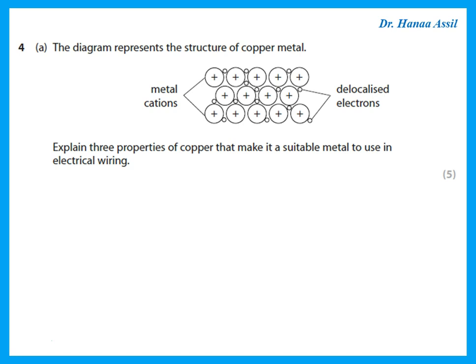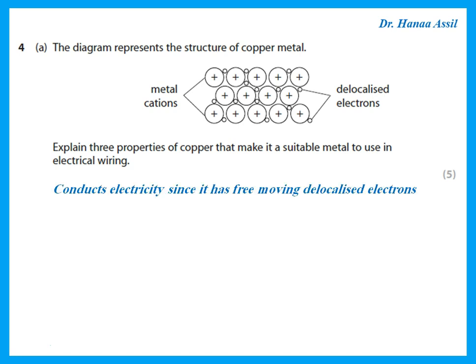Okay, the next question says the diagram represents the structure of copper metal. You know that when we draw metals, metals are layers of positive ions surrounded by a sea of delocalized electrons. And he's saying explain 3 properties of the metal that make it a suitable metal to use in electrical wiring. So which properties can we talk about with respect to electrical wiring? Why is copper a suitable metal for electric wires?